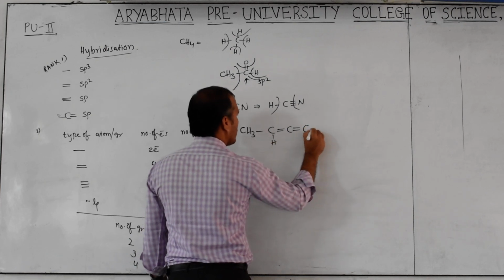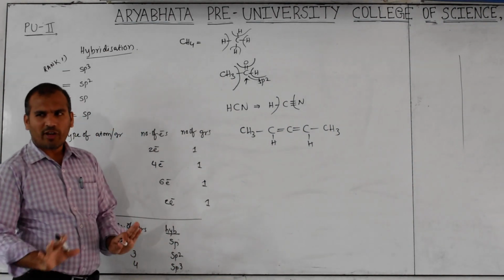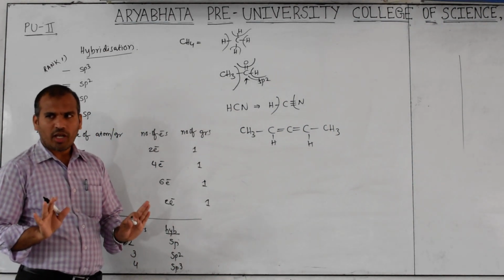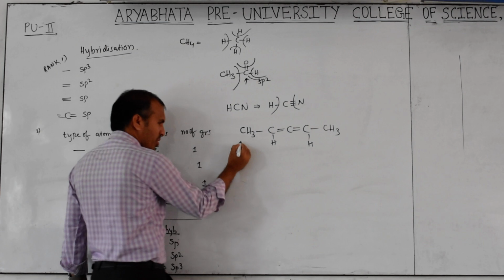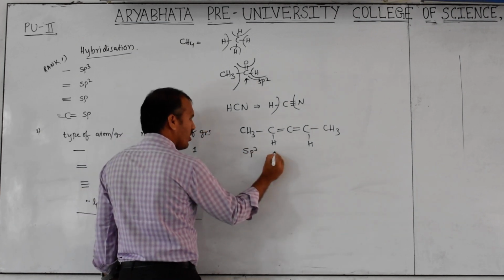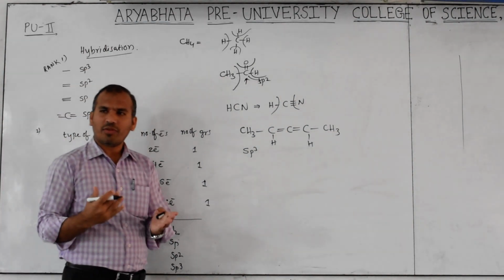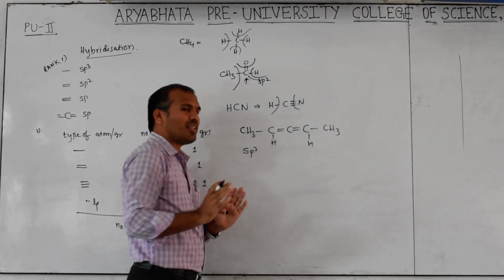Then here H, here C. Like this one compound here. Then find out each carbon's hybridization. Each carbon. Then what is the hybridization of this? sp3. What is the hybridization of this? Which one are you following, first or second one? First one. Whatever is easy for you, you can follow. There is no problem because we will get the same answer.